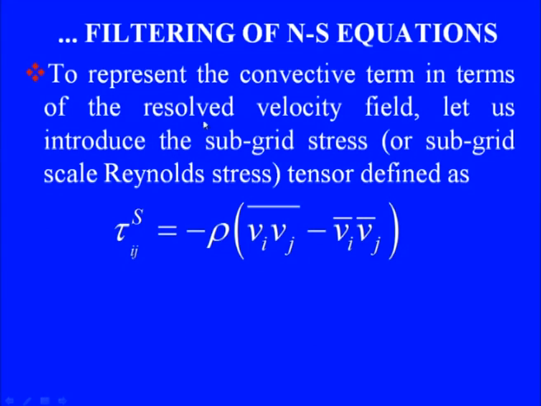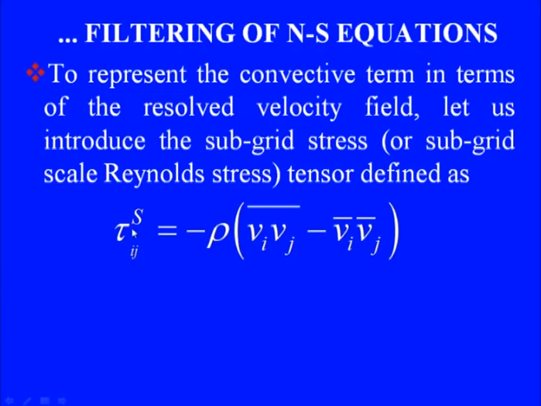So, we have now somehow got to change this term, and for that purpose what do we do? To represent the convective term in terms of the resolved velocity field, let us introduce the subgrid stress term. It is also referred to as the subgrid scale Reynolds stress term, in analogy with our Reynolds stress models, or what we call Reynolds averaged Navier-Stokes equations, where we called a term involving velocity fluctuations the Reynolds stress term. In the earliest literature, some people prefer to use the term subgrid scale Reynolds stress term, and this particular tensor is defined as τij. Let us use the superscript s to differentiate it from our Reynolds stress in RANS models.